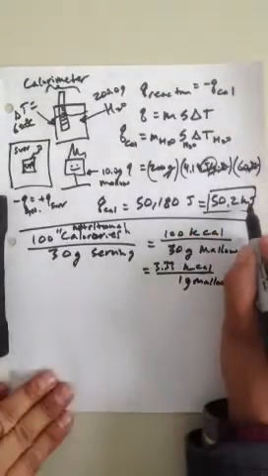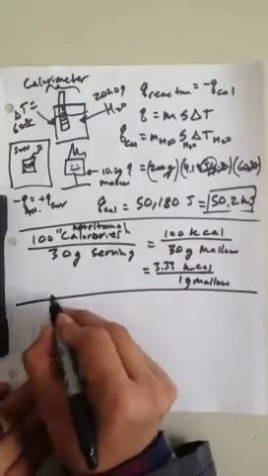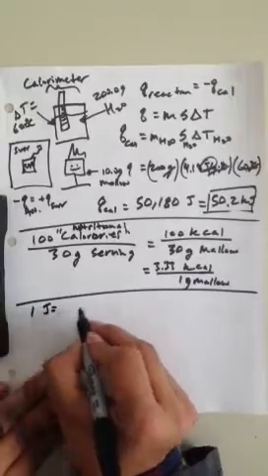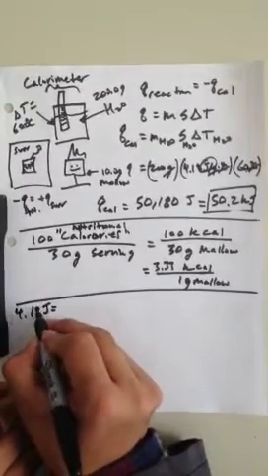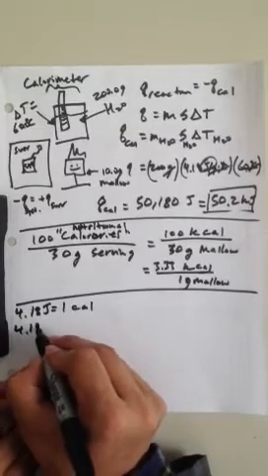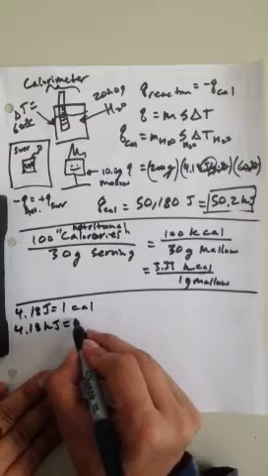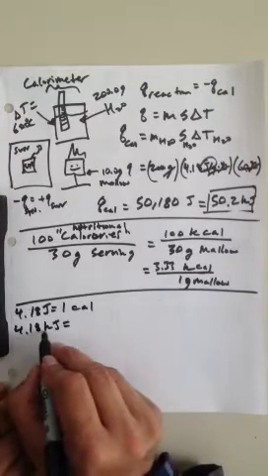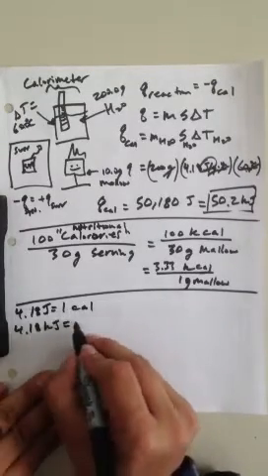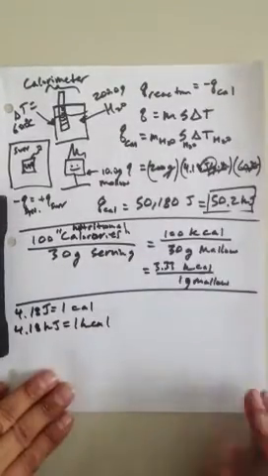Now we need to convert kilojoules to kilocalories so we can compare the two. The conversion factor is 4.18 joules is 1 calorie. And if I have 4.18 kilojoules, so this is 1,000 of these, it's going to be the same as 1,000 of those, is 1 kilocalorie. Okay? So there you go, FYI.